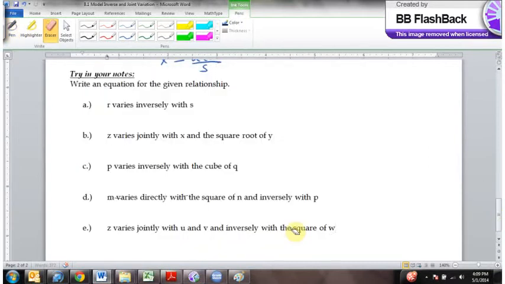Let's see how you did. So we should have, inversely means I should have a denominator, r equals a over x. Varies jointly, I should have more than one letter. So z equals a x and the square root of y. Look at them being tricky. P varies inversely. So P varies inversely, so we need a denominator with the cube of q. Cube of q means q cubed.